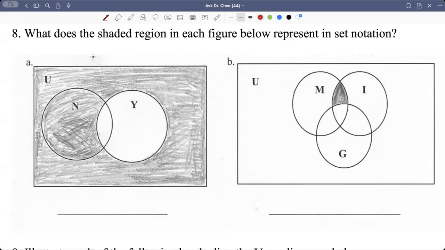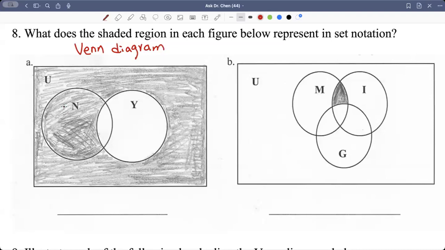So this is a Venn diagram. Venn is a person's name. We use this Venn diagram to show the operations of sets. The outside rectangle we call the universal set. Then the circles are subsets of the universal set.